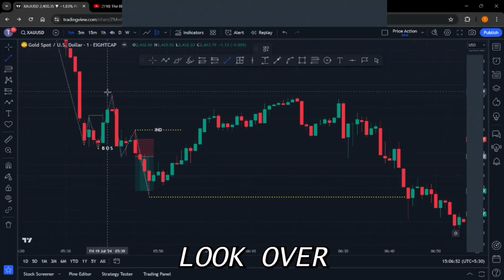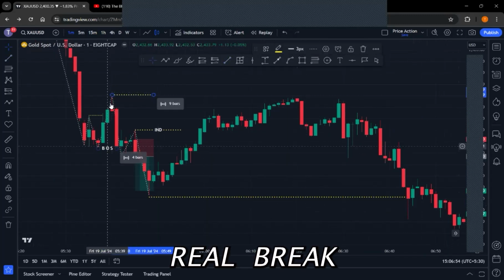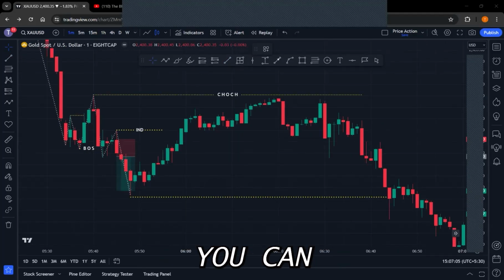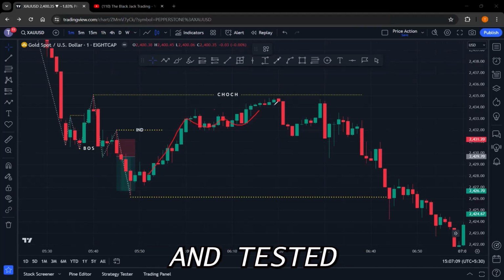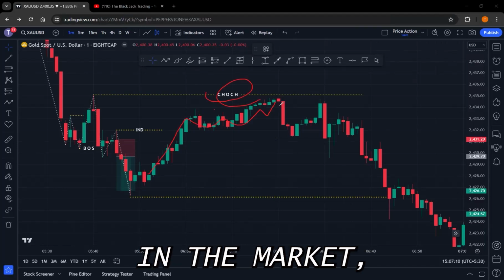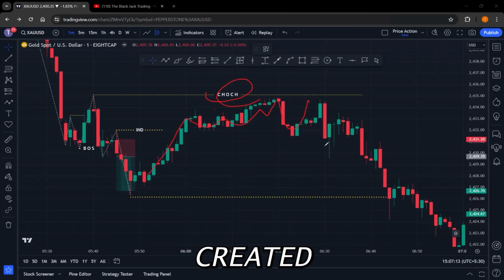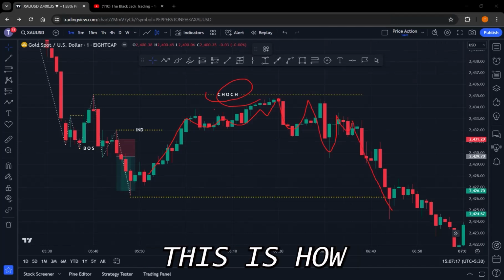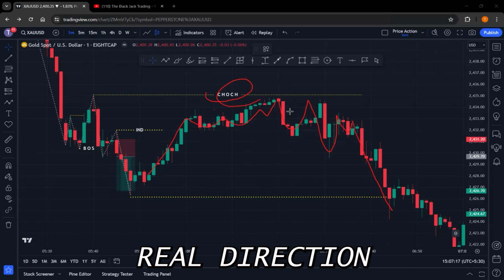And also, if you look over here, this highest point before the real break of structure is known as the change of character. Looking at this change of character, you can observe that the price has tried and tested to break this major high in the market but failed to do so. The price created a series of lower highs and lower lows, and then finally went towards the downside. This is how we understand where the real direction of the market is.